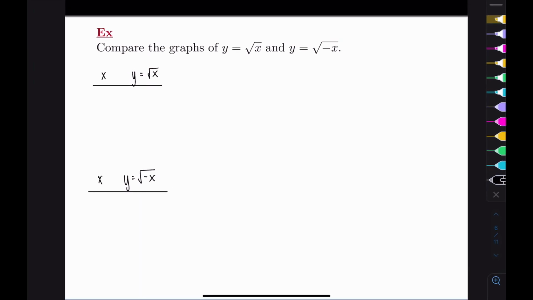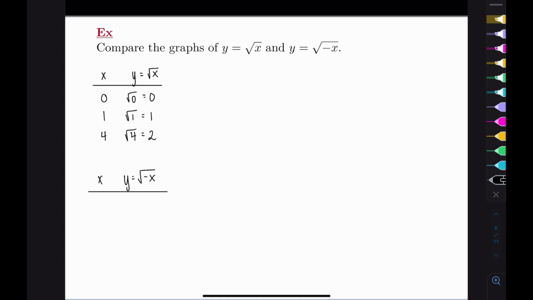So remember, we had to be careful with our square root function. We don't want to take the square root of a negative number. So for this first one, I can plug in 0. This would be the square root of 0, which is 0. I can plug in positive 1. That gives us the square root of 1, which is 1. And I'm going to pick another nice number. If I plug in 4, this gives us the square root of 4, which is 2.